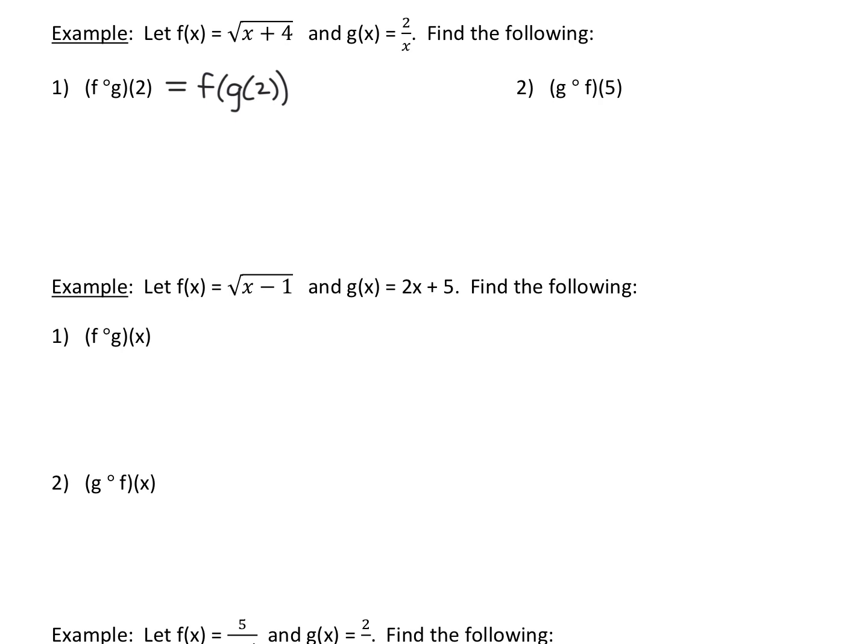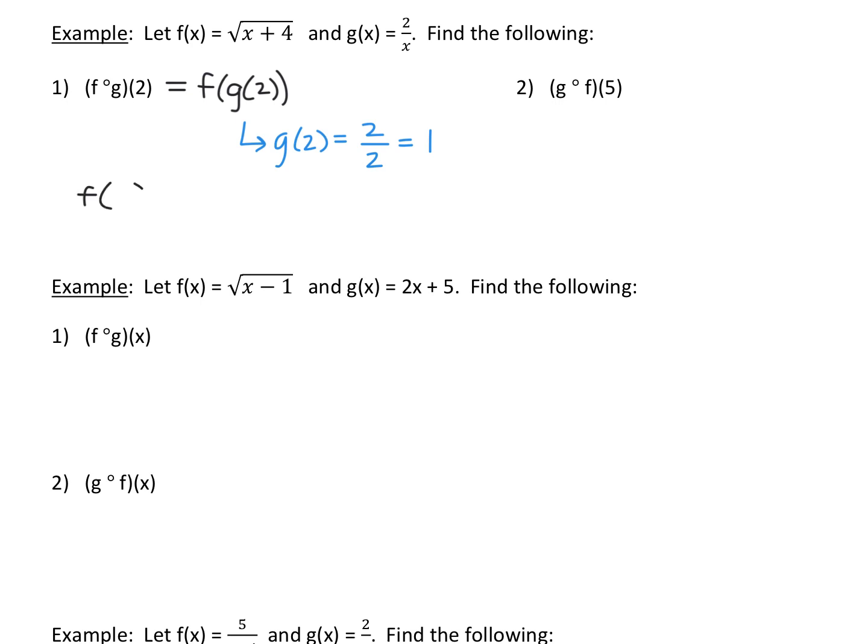So the first thing you should figure out is what is g of 2. Okay, remember g is that equation, it lists it right there, 2 divided by x. So I plug in 2 for x. G of 2 is 2 divided by 2. What is that? 1. All right. That number you're now going to use to plug into the other equation.